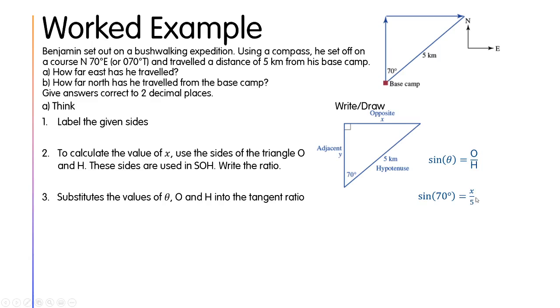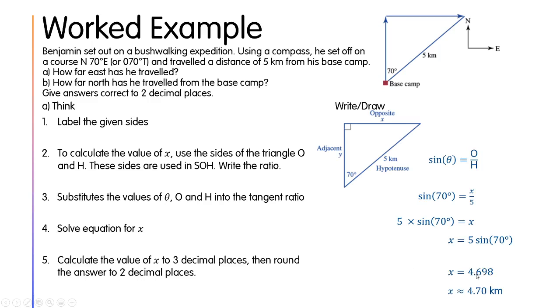We rearrange this now because the x is here. We just have to multiply by that 5 to get it up at the side. And then we can rewrite it as x equals 5 sine 70 degrees. And we can type that in our calculators again. We get 4.698. And when we round that off, we get 4.70.